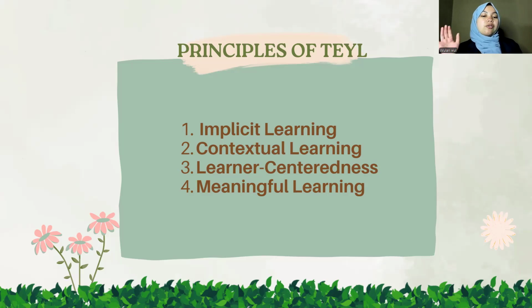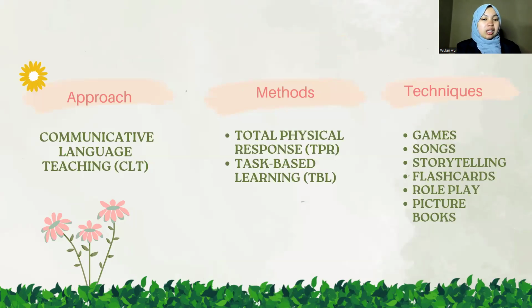So these four principles remind us that children learn best when learning is active, enjoyable, and also meaningful. Next, to apply these principles, teachers can use different approaches, methods, and teaching techniques. One important approach is communicative language teaching or CLT. This approach encourages students to use English for real communication instead of only memorizing grammar. And another approach is the natural approach, which is learning through meaningful exposure in a relaxed and low stress environment.